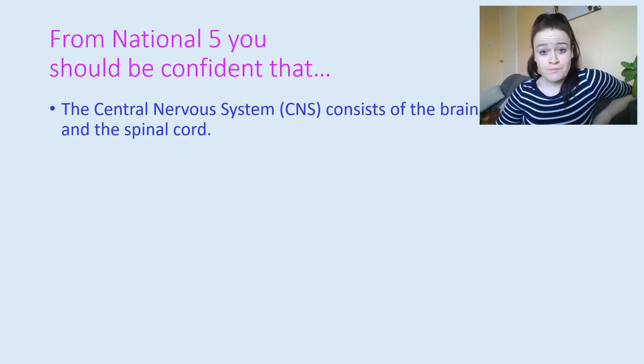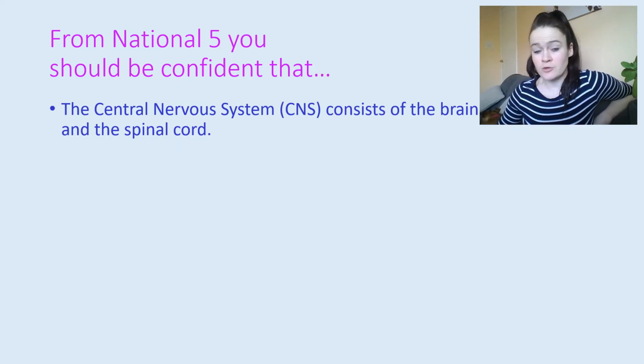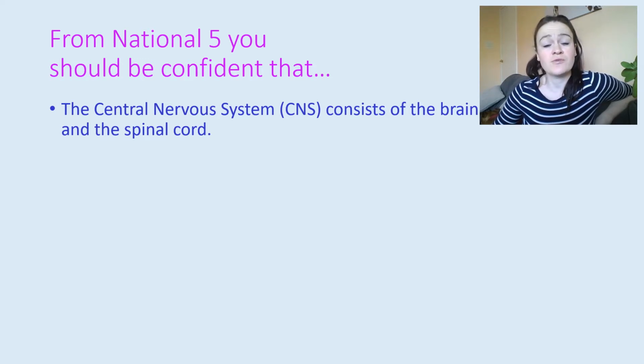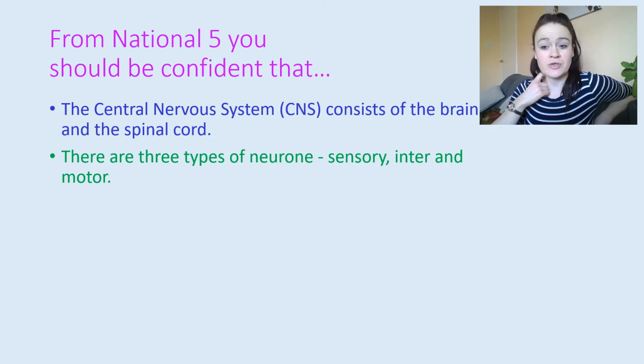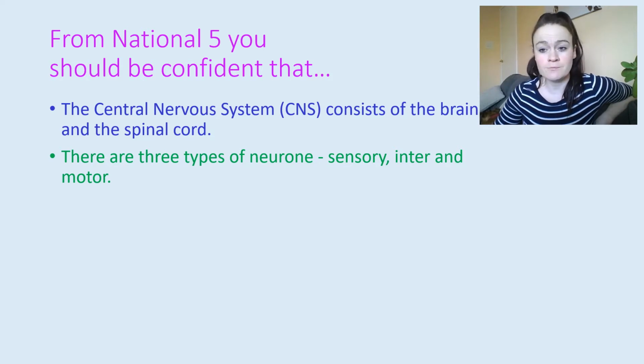You should already be confident that the central nervous system consists of the brain and the spinal cord. You should be aware that there are 3 types of neurons. Remember, a neuron is another word for a nerve cell. We've got sensory, inter, and motor.